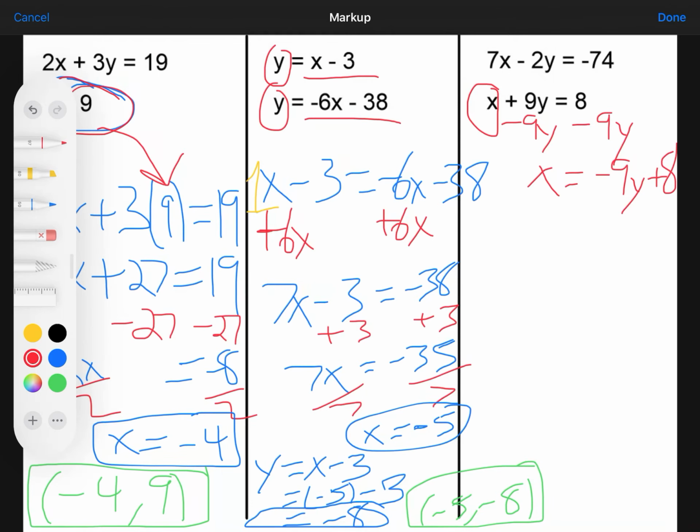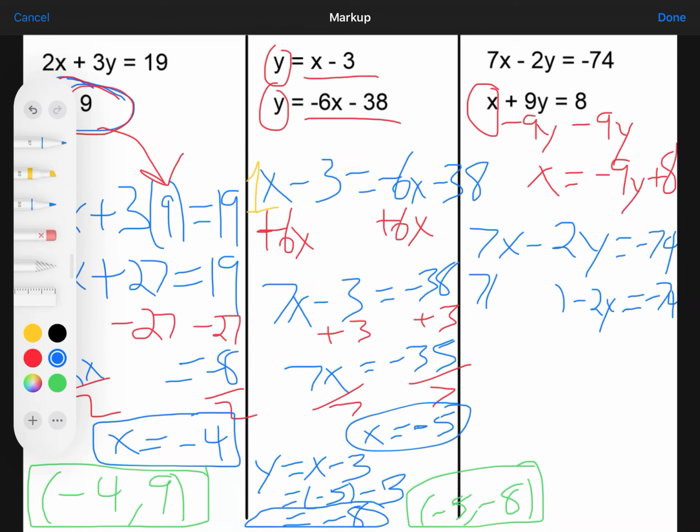So you have to write it like that. Then let's go back to your first equation: 7x minus 2y equals negative 74.